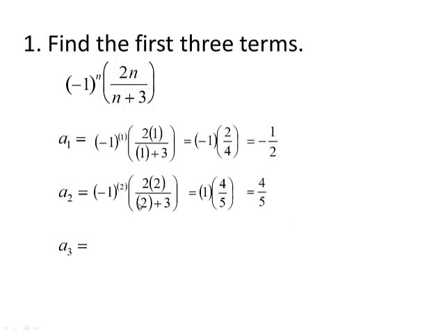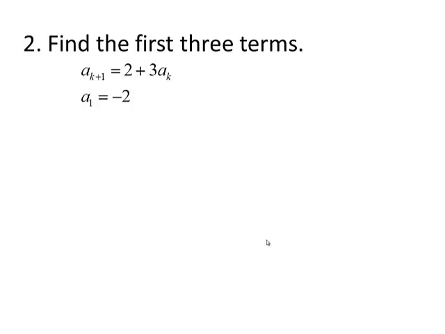Now pause it right now and see if you can get the third one on your own. Okay, I hope you've tried that, and if you put a 3 in there, you should be able to end up with a negative 1.